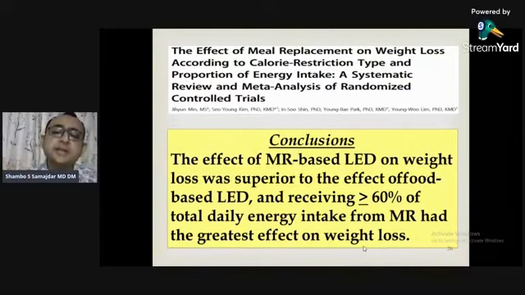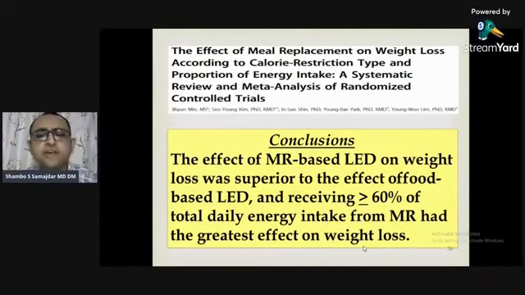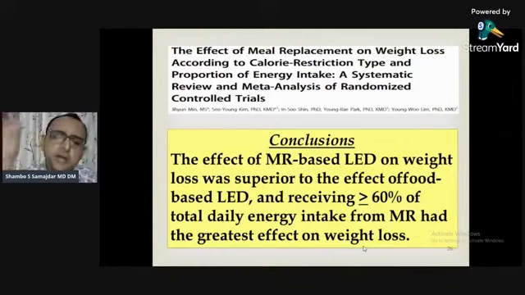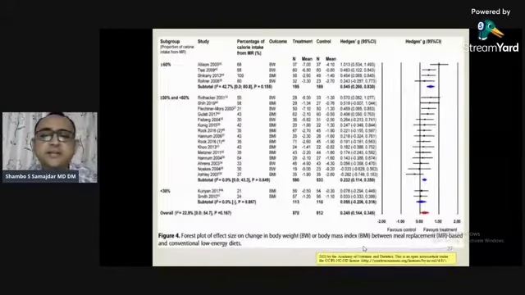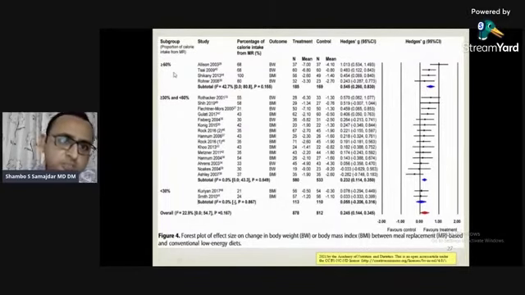So generally it has been seen that the meal replacement based LED on weight loss was superior, and the patients receiving more than 60% of total daily energy intake from the meal replacement have the greatest effect. Here we can see in the slides, the group who are on more than 60% of their calorie intake from the meal replacement are getting the most benefit.